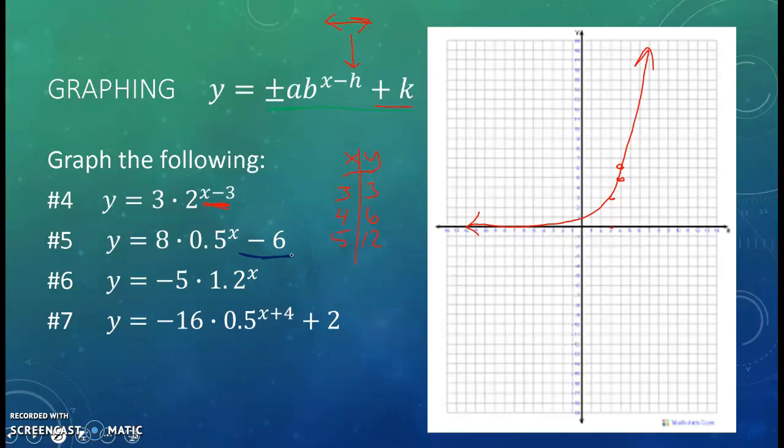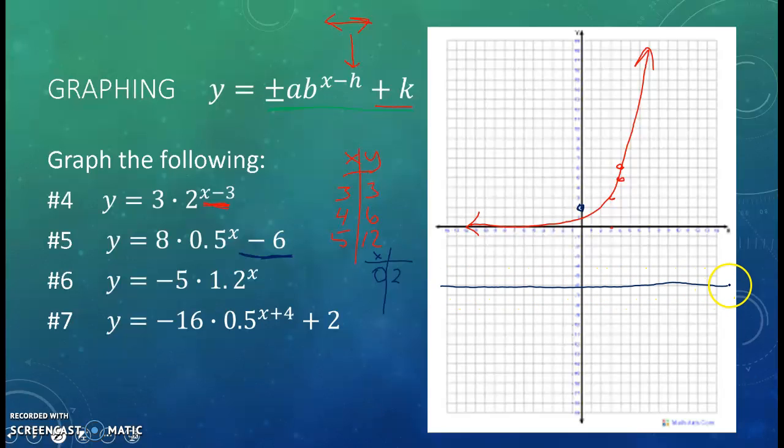And so for example, when I plug in 0 for x, normally I would have 5 to the 0, which is 1, and 8 times 1 is just 8. And we had 8 before, but now I'm going to take that 8 and subtract 6 from it, which puts it at 2. And so instead of starting at 8, it's going to start at 2. And everything is going to be shifted down 6 units, including our asymptote.